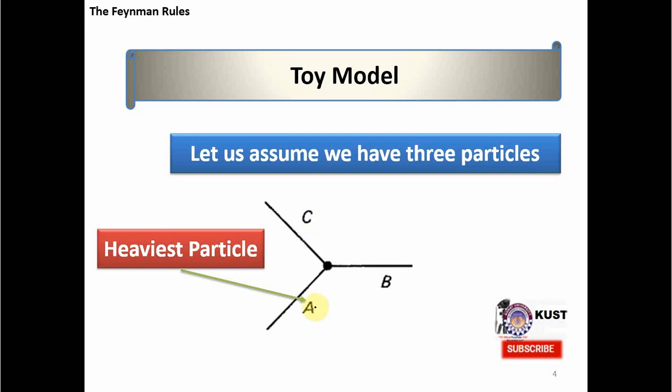If it is not the heaviest and it is lighter than or even equal to the total masses of B and C, then the phase space will not allow this process to happen. So, therefore, once we assume that it is the heaviest particle, it can decay into B and C.